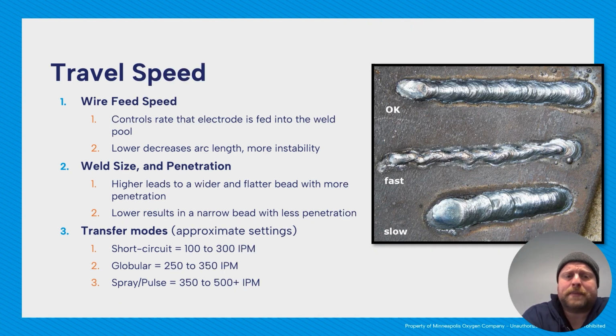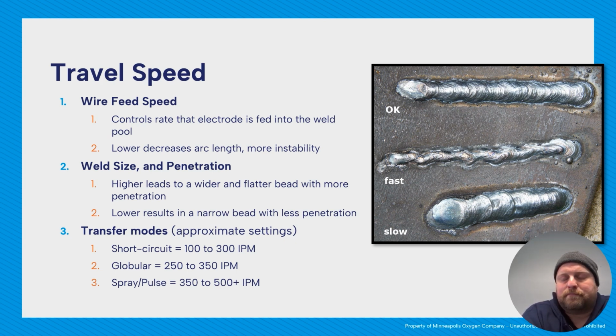Next is travel speed. So travel speed is going to be controlled by your wire feed. The wire feed speed controls the rate that the electrode is fed into the weld pool. Lower wire feed speed decreases arc length and gives more instability. For weld size and penetration, higher travel speed, wider and flatter bead with more penetration. Lower travel speed or lower wire feed speed is a narrow bead with less penetration.